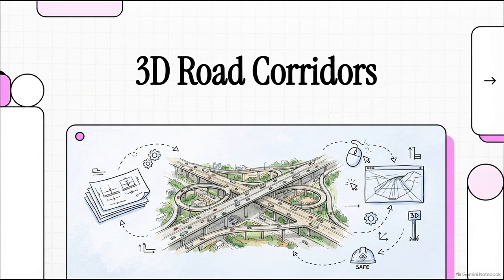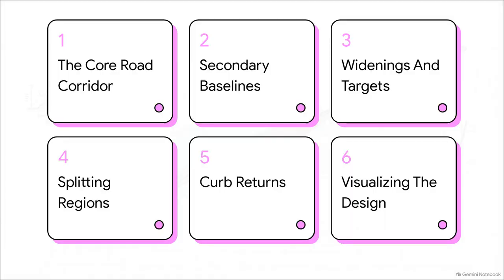Nailing this digital puzzle is absolutely crucial. It's literally what prevents millions of dollars in poured concrete disasters out on the job site. So we're going to look at exactly how road corridors function professionally, peeling back the software mechanics that make these huge infrastructure projects possible. Here's our agenda for today.